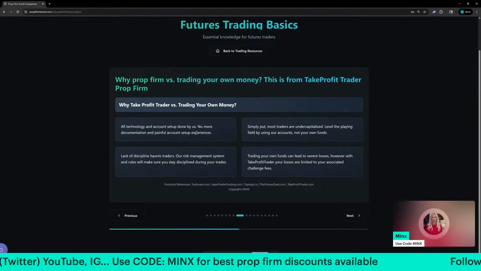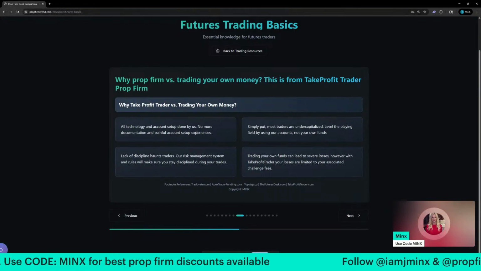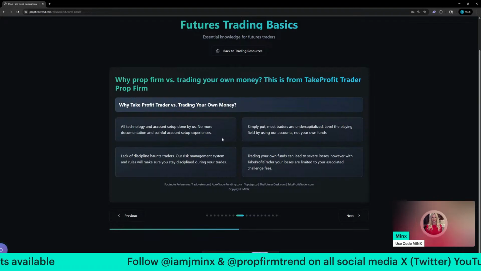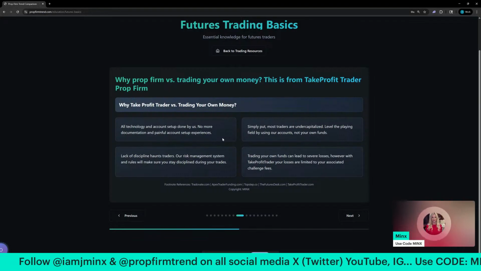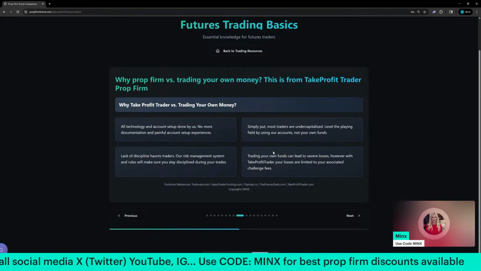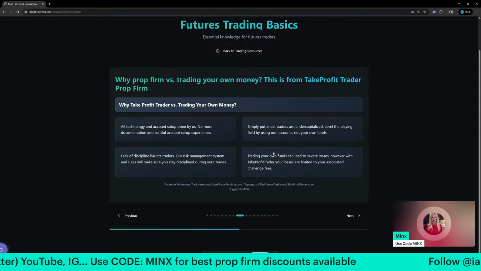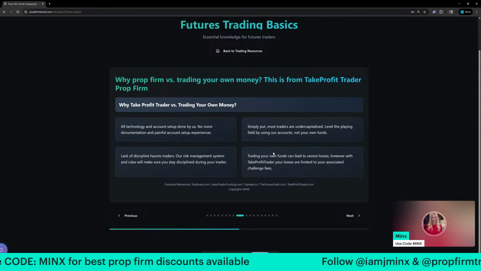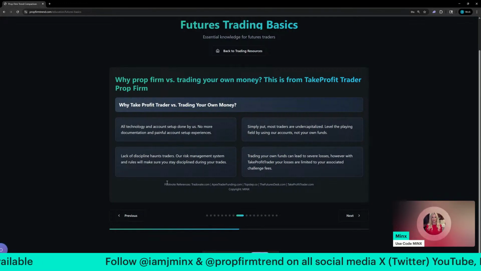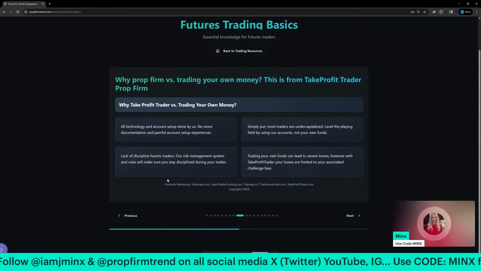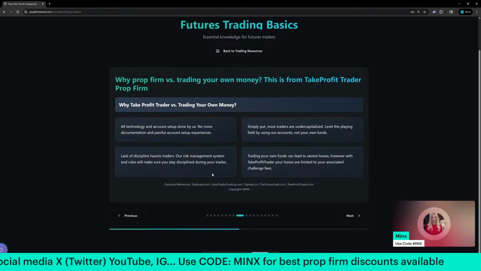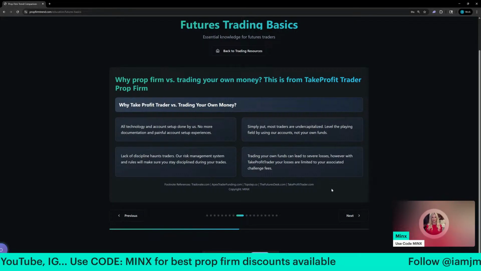Trading your own funds can lead to severe losses. However, with a prop firm, your losses are limited to your associated challenge fees. So if the challenge fee is like $30 or $50, whatever it is, that's what you're going to lose, versus trying to learn it with your own money. I can guarantee you're going to lose a lot more. Also, a lack of discipline haunts traders, and their risk management system and their rules make sure that you stay disciplined during your trades.